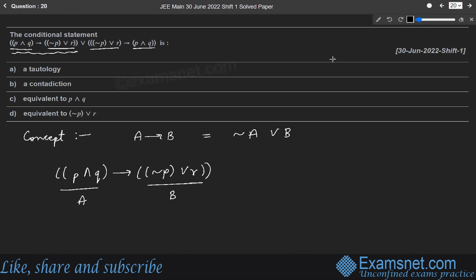So it will be equal to negation of A. What is A? A is P and Q. So its negation will be negation of P or negation of Q. Since there is negation, this and will be changed to or. This is A or B. So or, what is B? B is this term, right? So let us write it as it is. So B will be negation of P or R.